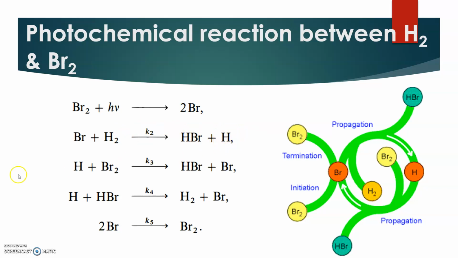This liberated hydrogen atom then reacts with the bromine molecule as well as the product hydrogen bromide to finally give the bromine atom, the product hydrogen bromide and hydrogen molecule. The bromine atoms generated in the last two steps finally combine to give the bromine molecule. The cyclic process has been represented as figure in this slide.